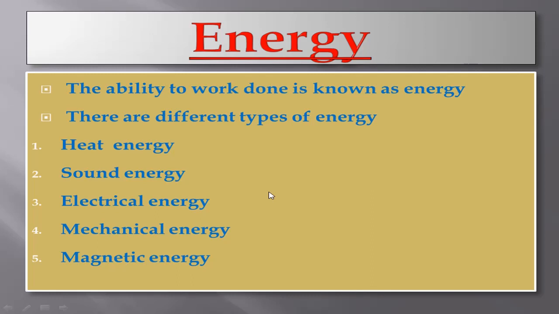Now we have learnt what is meant by energy: the ability to do work is known as energy. After that, we have learnt there are different types of energy. What are the different types of energy we have learnt? Heat energy, sound energy, electrical energy, mechanical energy and magnetic energy. Other than these types, there are so many other examples that can be taken as energy.